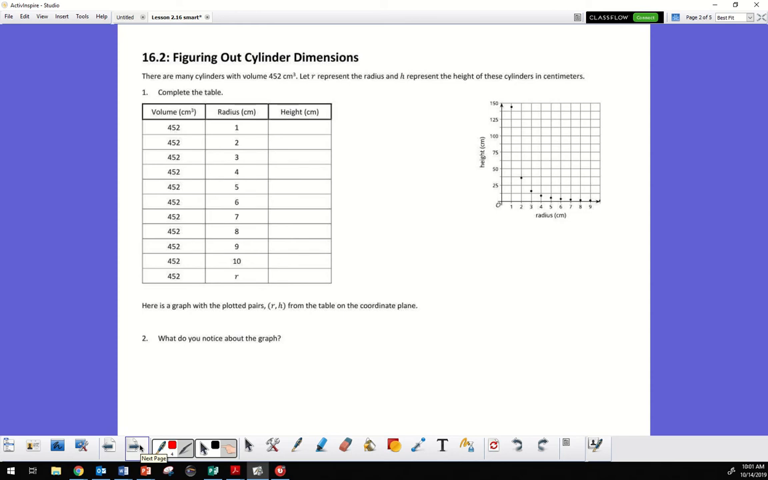Figuring out the dimensions. So there are many cylinders with a volume of 452 centimeters cubed. Okay, so to find the volume of a cylinder you need the formula. The volume is equal to pi r squared h. So for the volume of these cylinders, it's pi r squared h. You're going to need this formula over and over again, so I'm hoping you write it down, because it's necessary to find this.